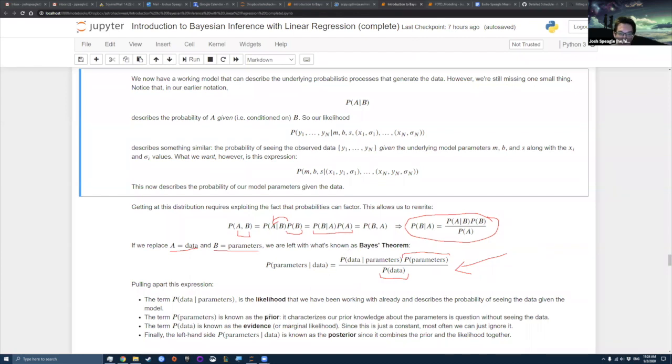This term here that we've talked about earlier is the likelihood that we've just been modeling. So this is everything we've been doing so far that describes how we think our data are generated and describes the baseline of our model. The second term, the probability of the parameters, is known as the prior. This characterizes our knowledge about the parameters without having seen the data that we're looking at now. The term on the bottom is often known as the evidence or marginal likelihood. You'll notice that it doesn't depend on the parameters, so it's going to be a constant. Most of the time, people just ignore it.